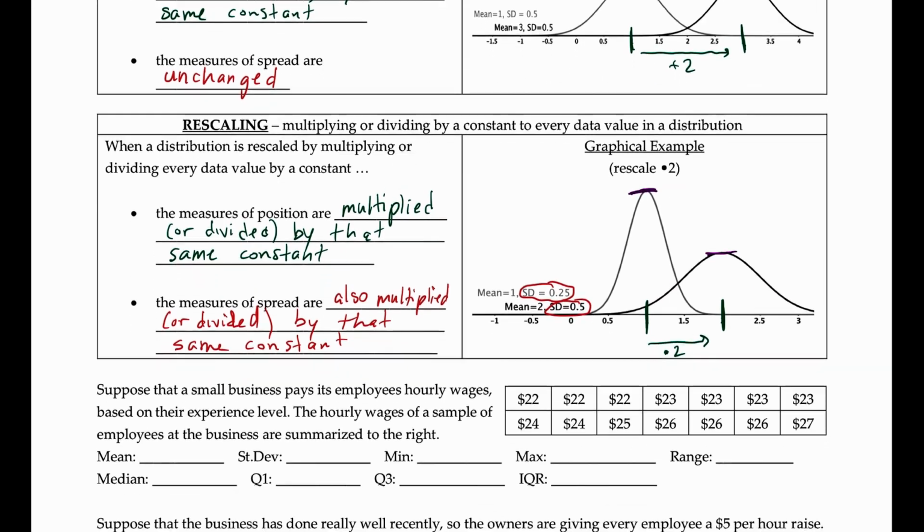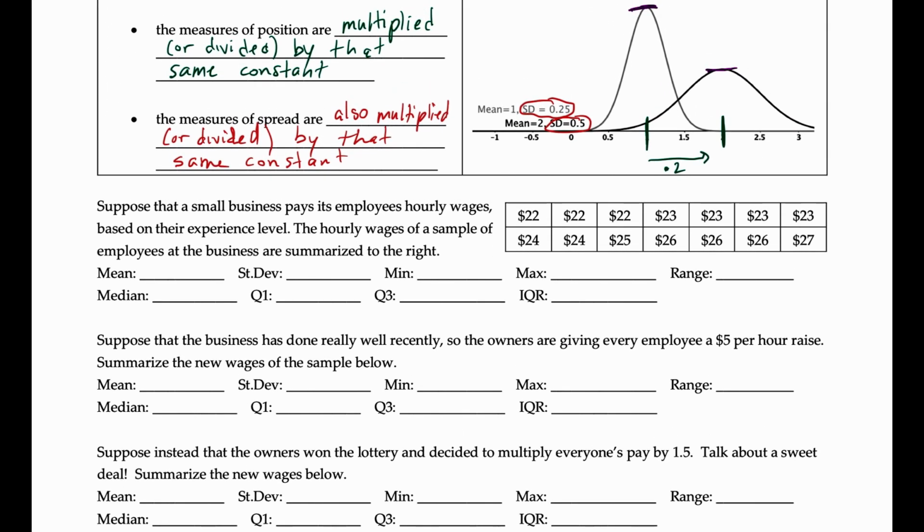Why don't we go ahead now and move along down to here. So suppose that a small business is trying to think about giving a little boost to their employees' salaries. Here's a table that has all their hourly wages. First, let's take a moment to go to our calculator, enter this data, and use the one variable stats in order to find all of this information here.